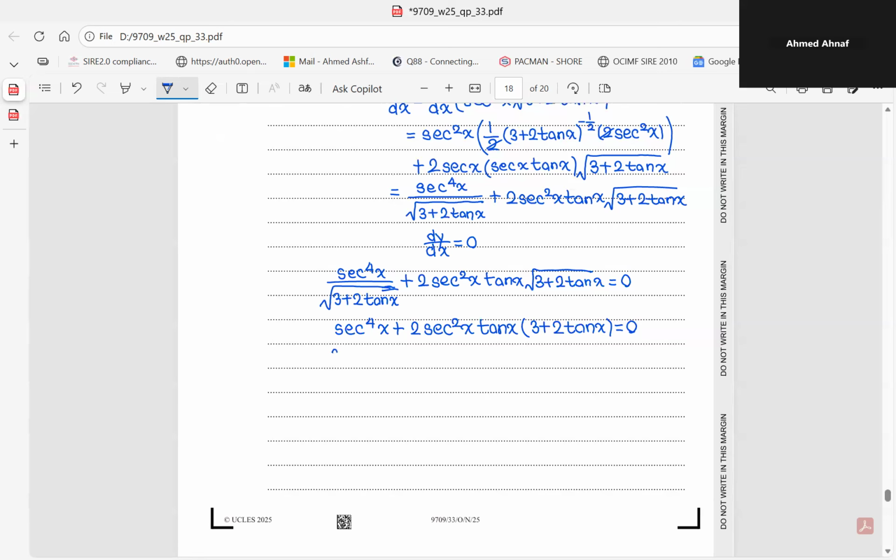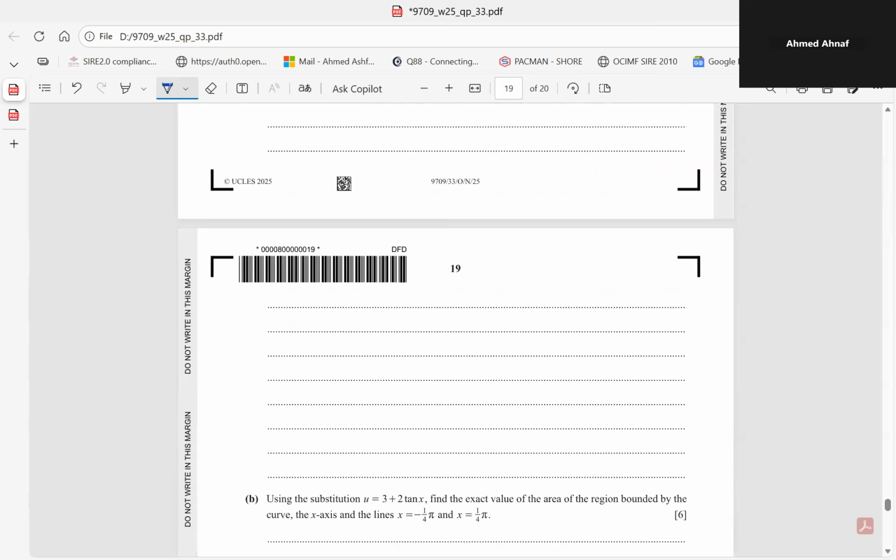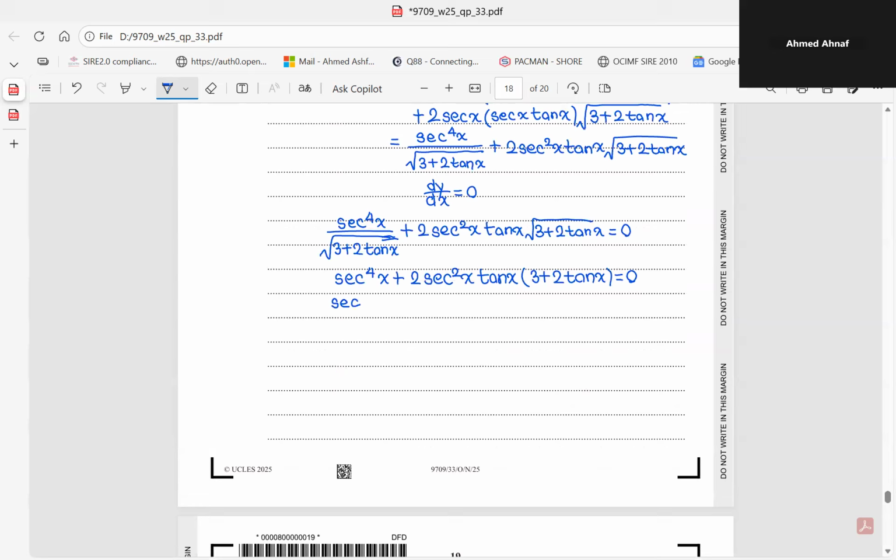Okay, now we'll expand out everything. We have a bit more space. So we'll expand everything and factor out whatever we have in common after expanding. So 2 times secant square tangent x times 3, this one will be 6. And then plus 2 tangent x times 2 tangent x, so you get 2 times 2, that's 4, secant square x, tangent x times tangent x, you get tangent square x, equals 0.